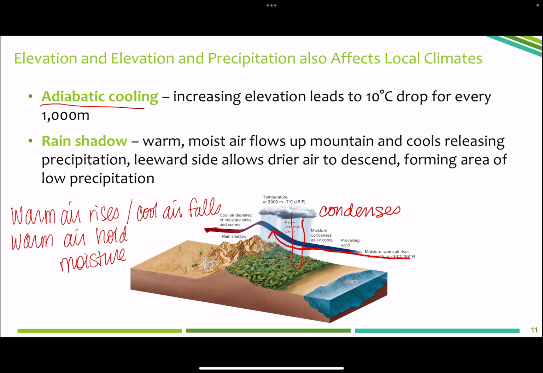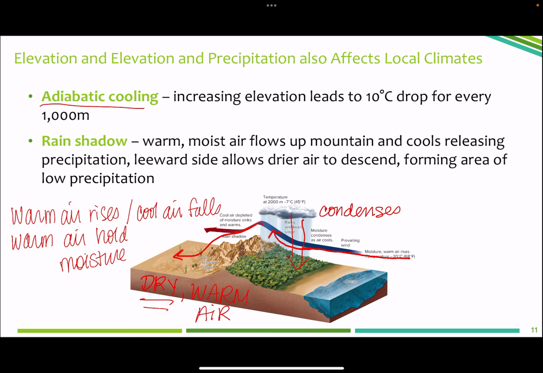Then on the back side, that air continues to move. The air, not the moisture, continues to move up and over. And so on the back side, we get air that sinks, but this air is dry. So our dry air is sinking, and it warms as it falls because the elevation is getting lower. So at the base of those mountains, we have dry, warm air.